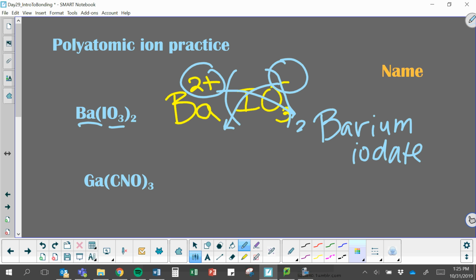We'll talk about this more when we get to covalent bonds, because there's some weird rules. For what we're doing right now, all you know is that when it's in parentheses, it's telling you to look at the whole thing in parentheses, find it on your polyatomic ion chart, and just write its name.